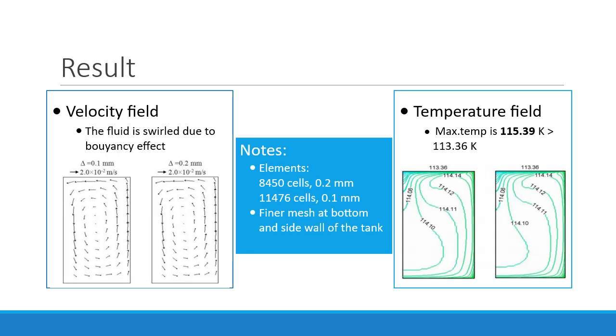We could also see the maximum temperature of the fluid is 115.38 Kelvin, 39 Kelvin, I'm sorry. It means a small part of the fluid is in the superheat phase or changes into the vapor phase. Therefore, the BOG generation occurs.